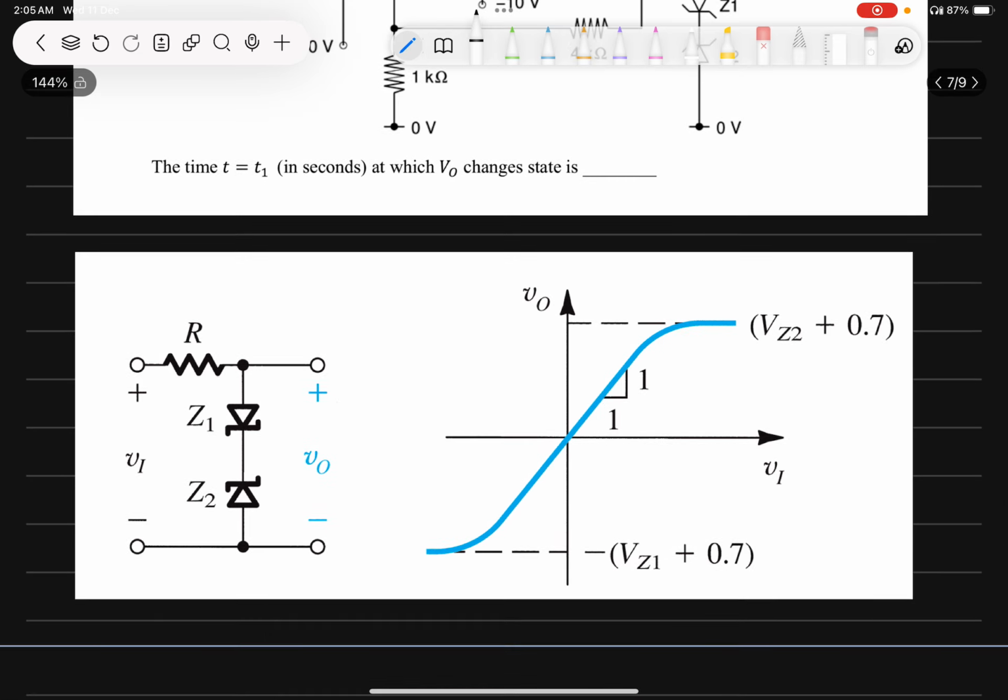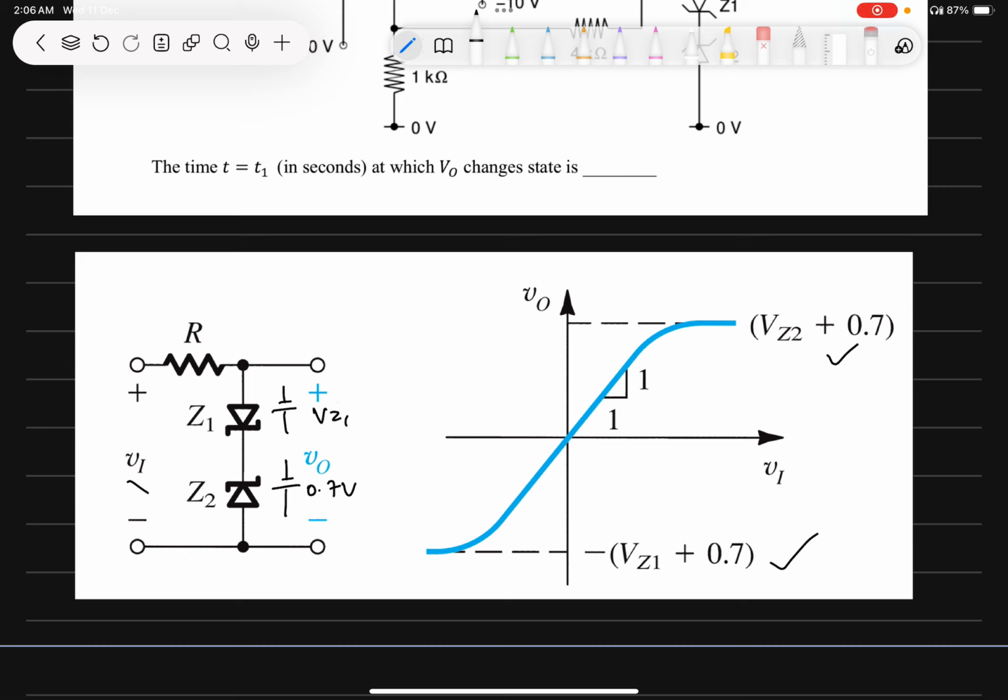When the value of Vi is positive, Z1 will conduct and it will be a battery of 0.7 volts, and Z2 will be in breakdown, so it will also be a battery but of VZ2. So the value of the output will be VZ2 plus 0.7. And when Vi goes negative, Z2 will conduct and it will be a battery of 0.7 volts, and Z1 will be in breakdown and it will also be a battery but of VZ1 volts. And VO will be equal to minus of VZ1 plus 0.7, as it is given over here.